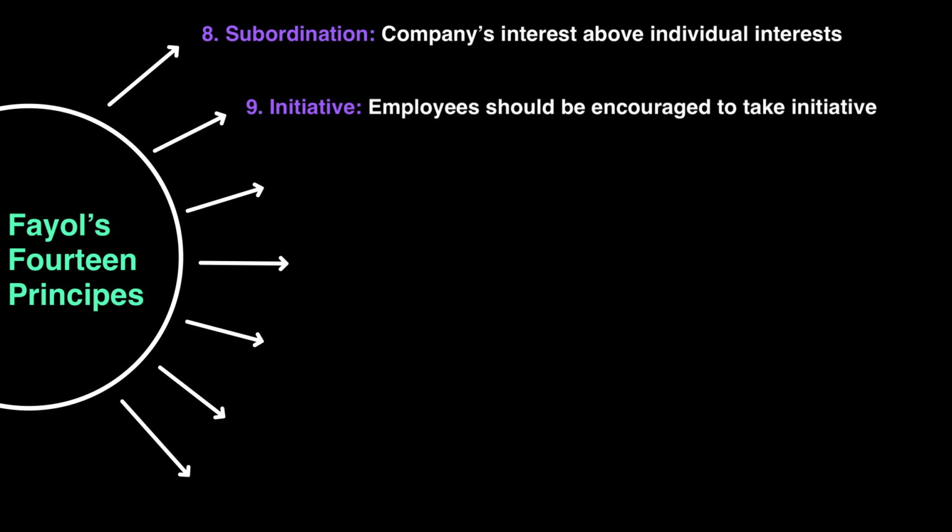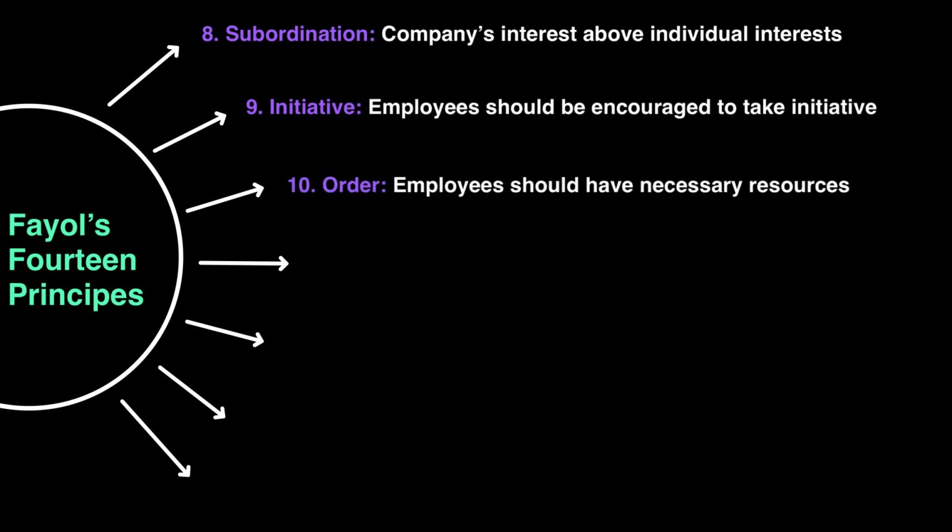Number 10 is order. Employees should have the necessary resources. Now, I can't ask my sales guys to go and double the sales without giving them the right tools. For example, more ads on the TV, maybe the opportunity for them to offer discounts to the customers. So, without those tools, they will not be able to fulfill their objectives. The right resources must be made available.